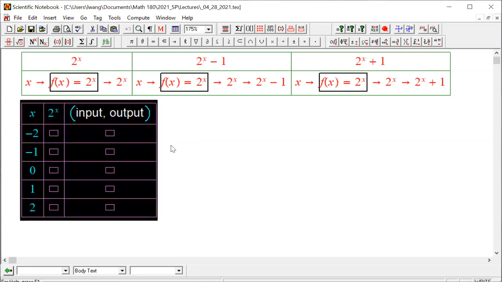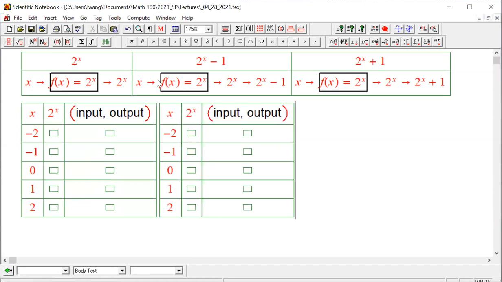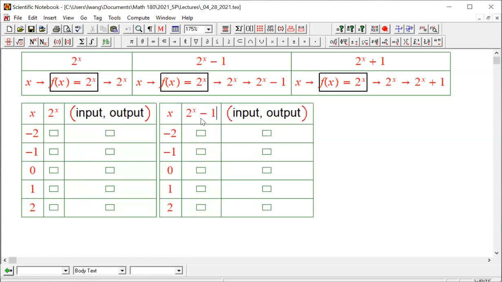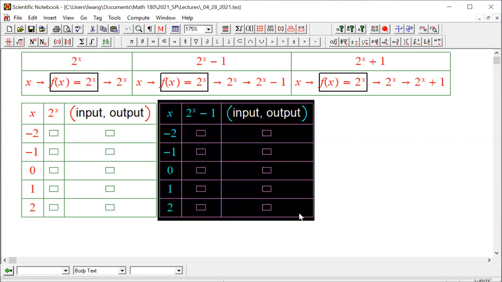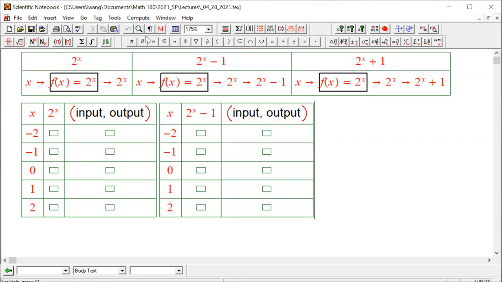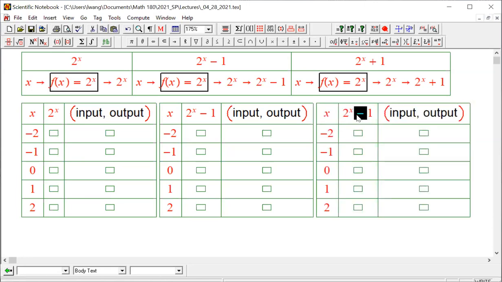The second picture you're going to do is 2 to the power x minus 1. The third one you're going to do, through this exercise, an easy exercise, you get intuition. We get the right kind of intuition. That's how intuition is built.